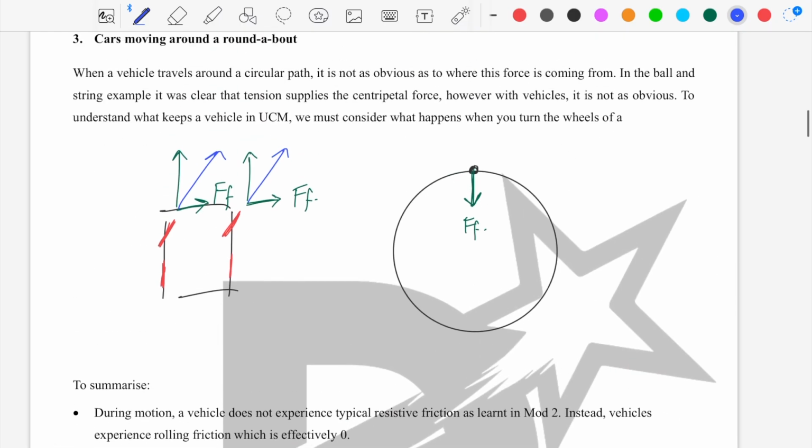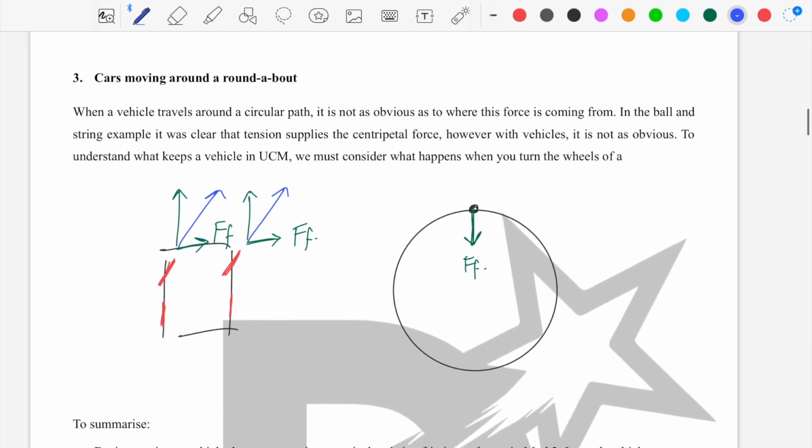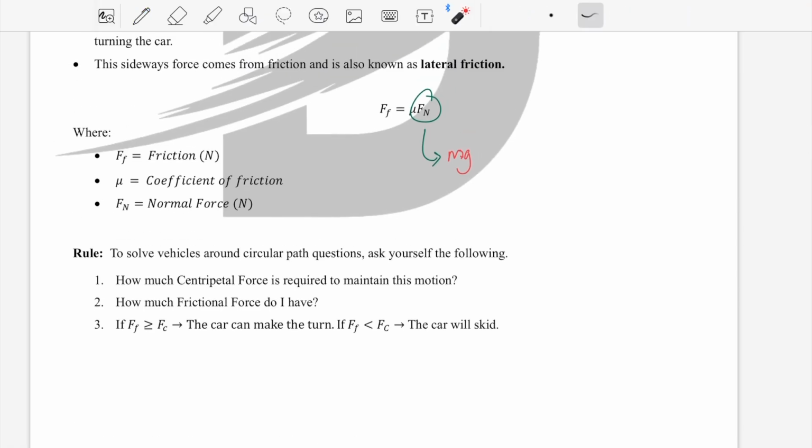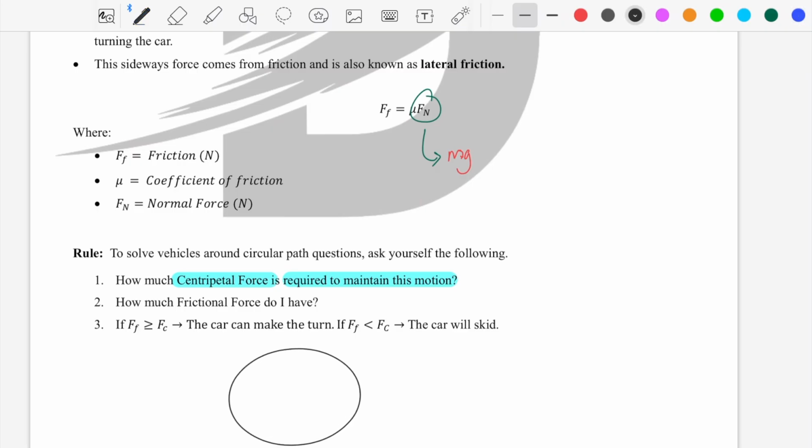So how do you actually solve frictional force questions on flat surfaces? The rule is this. To solve questions about vehicles around circular paths, you have to ask yourself the following three questions. Number one, how much centripetal force is required to maintain this motion? Because if you think about it, every circular path is uniform circular motion, so we can say that the net force must be equal to mv squared on r.